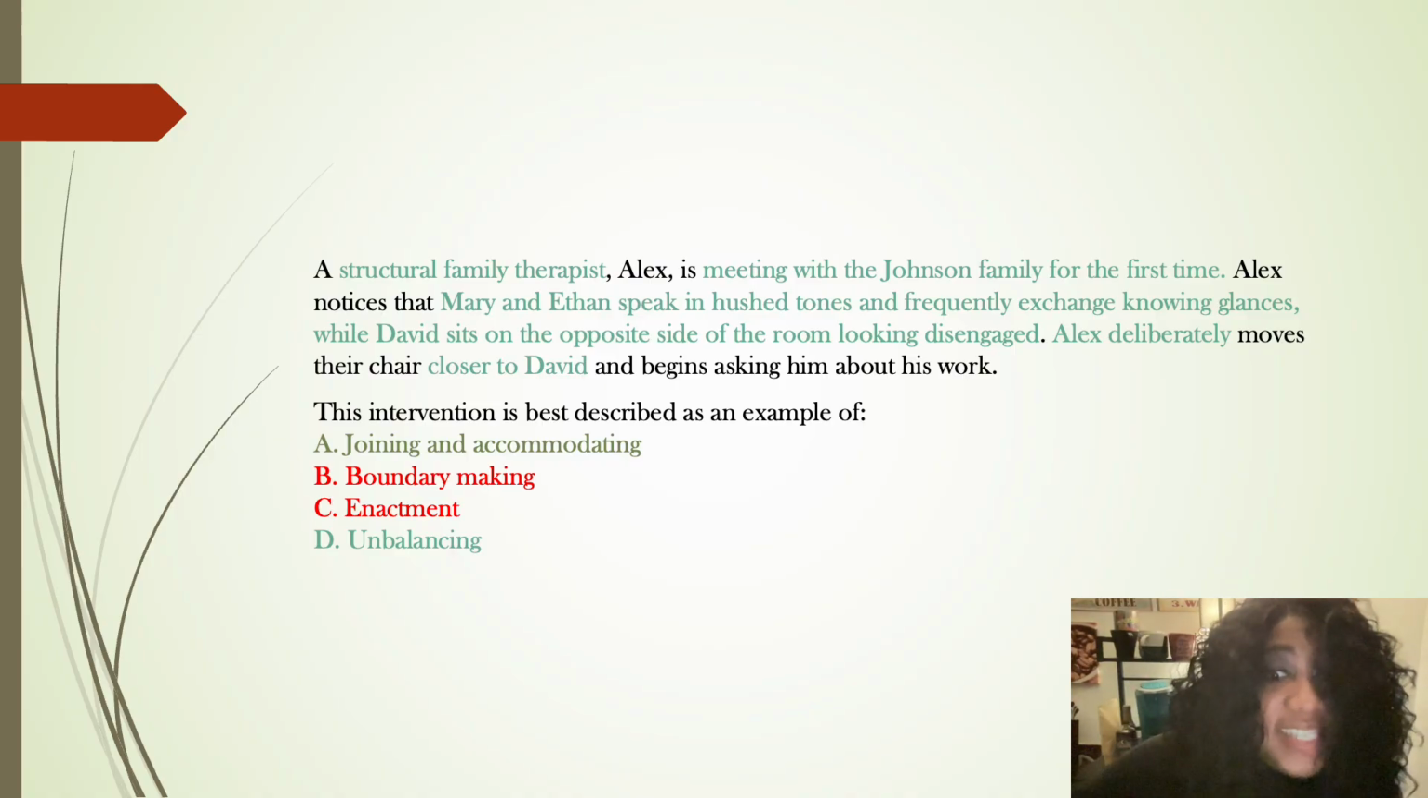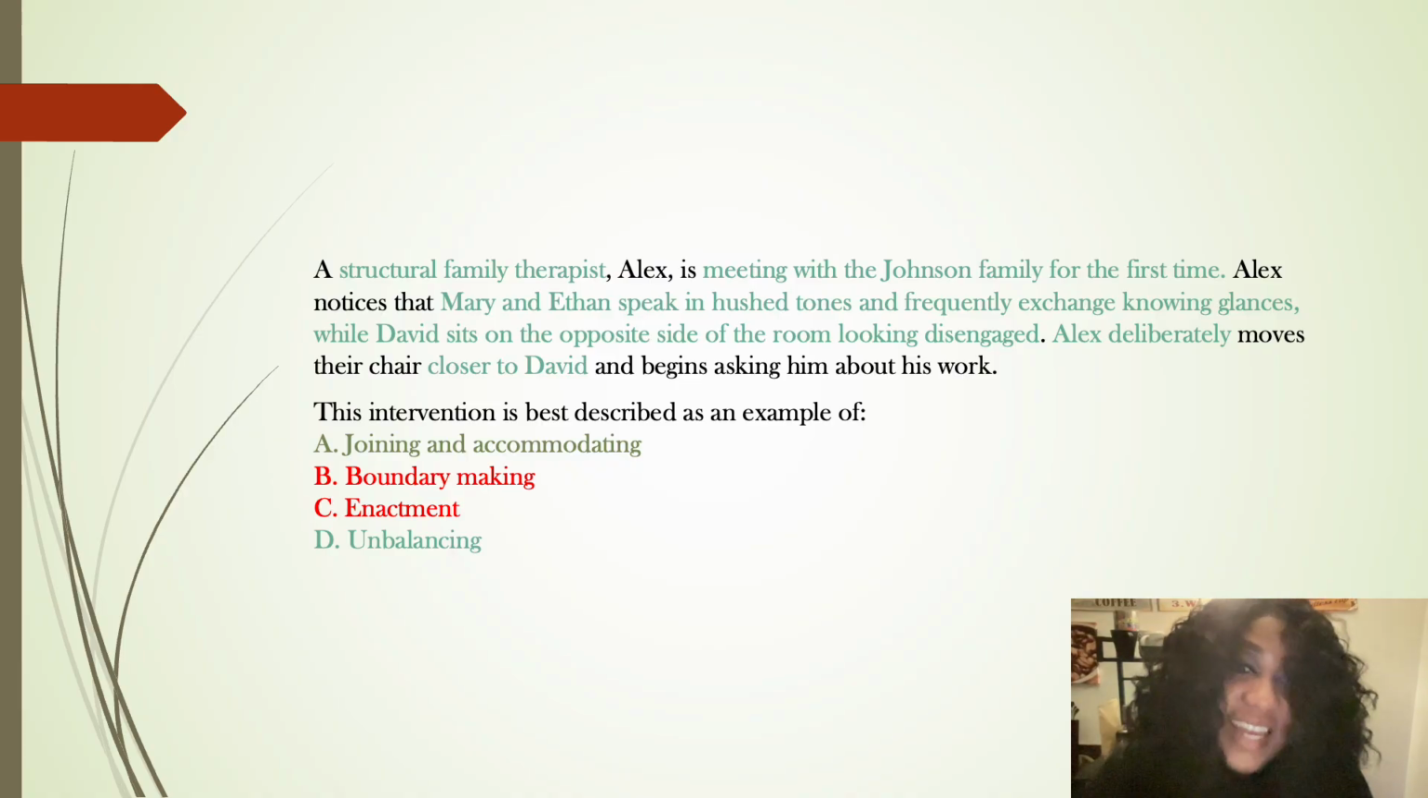Joining and accommodating is an intervention, but it's not the intervention that they are describing in this scenario. It's not boundary making, because we know boundary making is looking at some of those boundaries that are inappropriate and altering them, right? We know an enactment is a role play, so that leaves us with D, which is the unbalancing.